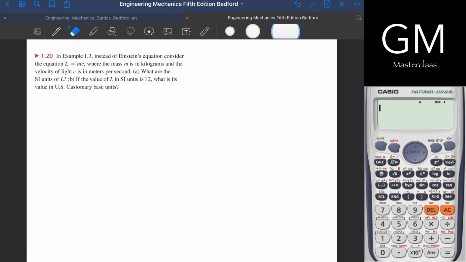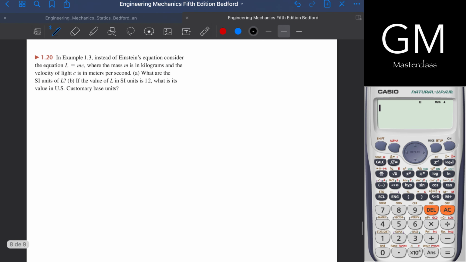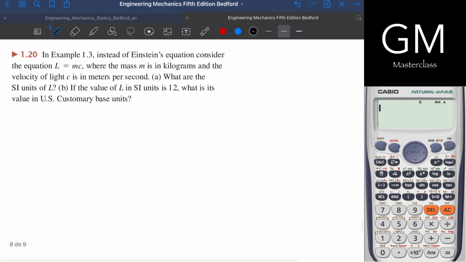Okay, we will solve the next exercise. The exercise is telling us in example 1.3, instead of Einstein equation, consider the equation L equal to mc, where the mass m is in kilograms and the velocity of light c is in meters per second. A. What are the international system units for L? B. If the value of L in international system units is 12, what is its value in US customary base units?